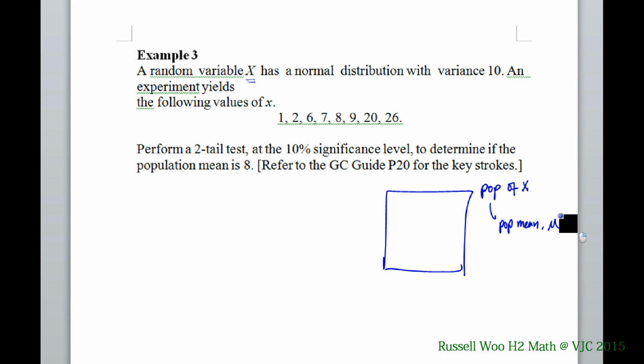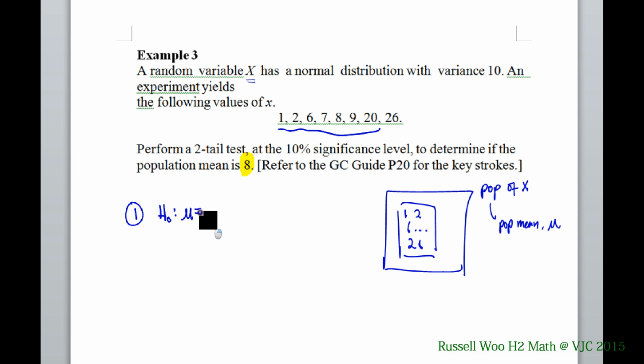We take a sample. Correct? These are the samples that we take. So we get 1, 2, 6, all the way to 26. These are the values. Correct? You want to make some judgment call on whether the population mean is 8. So step 1, what do we do? We say mu equals 8. We want to check whether the mean is 8.